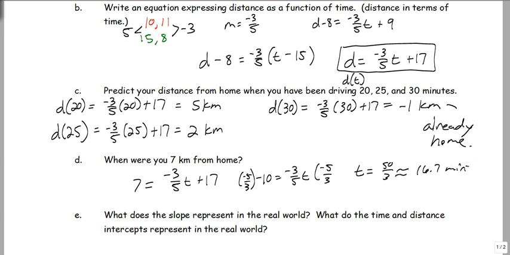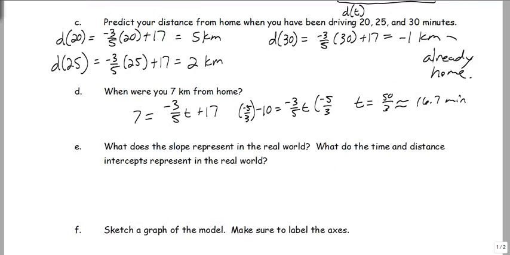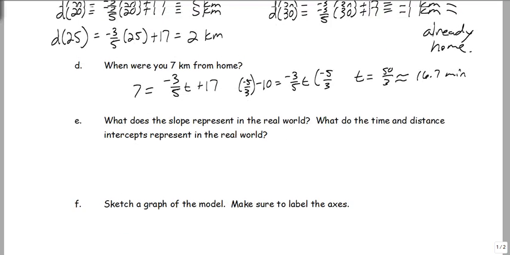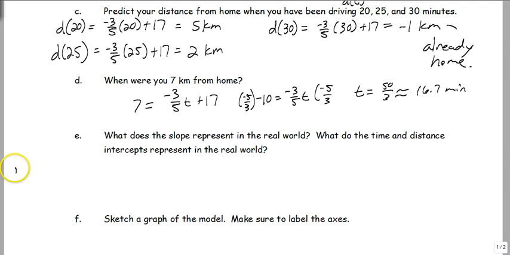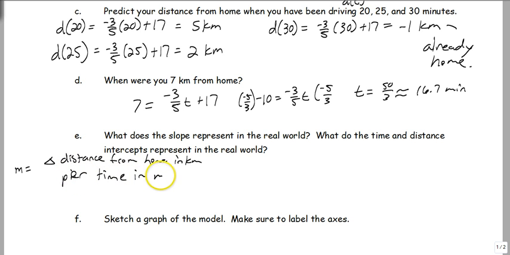And then finally, what does the slope represent in the real world? Well, first let's look at the slope. The slope is distance over time, right? It's y over x. So the slope is equal to the change in the distance from home in kilometers per time in minutes. That's all it is.